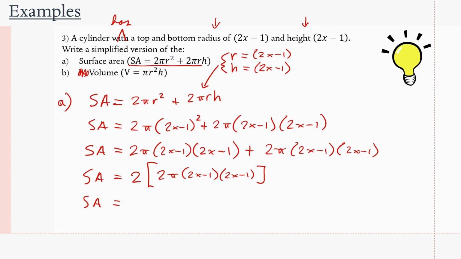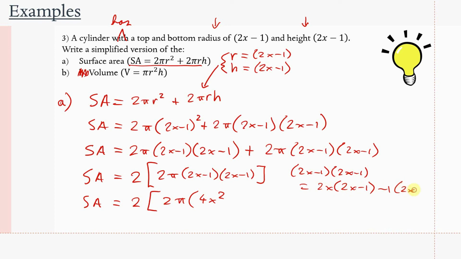Right, so we have 2 times 2 pi. Now we do 2x times 2x. We got 4x squared. Then we do 2x times negative 1. Again, this is using the commutative property, which says that 2x minus 1 times 2x minus 1 is the same thing as saying 2x times 2x minus 1, minus 1 times 2x minus 1, right? So we just multiply every term in this bracket times every term in those brackets.